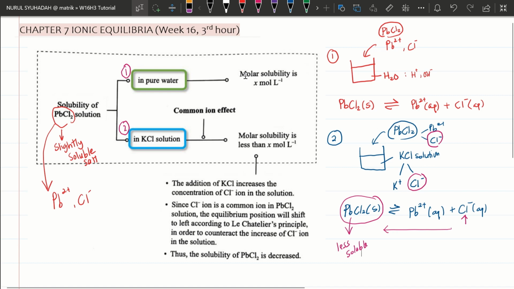So, kalau in pure water tadi, molar solubility is X mol. Katakan nilai dia adalah X. Okay, tapi in KCl solution, nilai dia akan jadi kurang daripada X. Okay, inilah tadi yang saya cerita dekat awak.